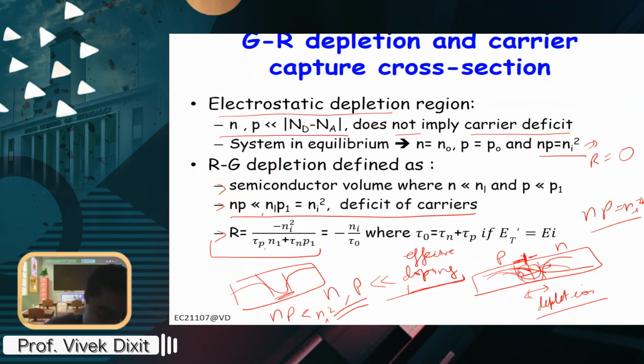So you can ignore tau p times n1 plus tau n times p1. And if n1, p1 are ni, you have basically minus ni by tau naught, where tau naught is tau n plus tau p. So there's a net generation of carriers. You have seen this in the PN junction diode, that there is generation current. Correct? There is generation current.